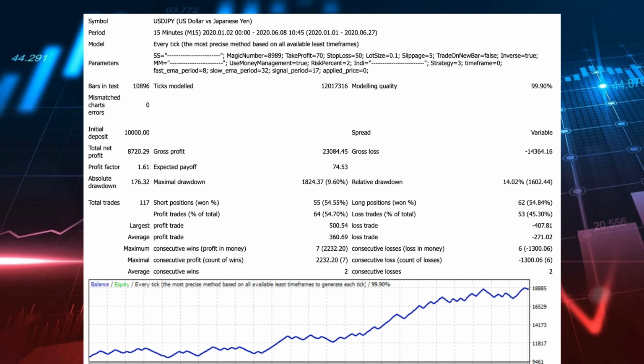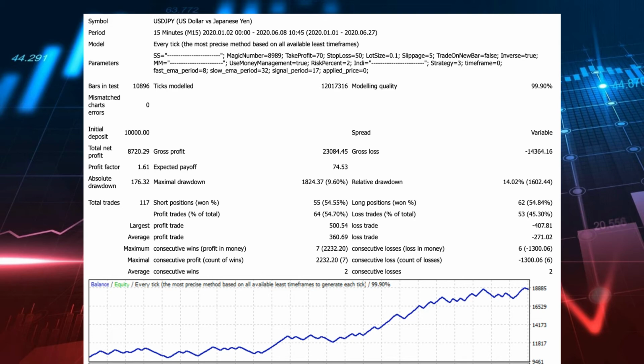USDJPY, so that's the dollar yen pair on the 15-minute chart. You can see that I'm testing from January 2020 to June 2020, so actually 6 months, not 7 months, which I mentioned before. And we are getting 99% modeling quality here, well 99.9% modeling quality. If you're running the standard MetaTrader 4, sometimes you get nothing, sometimes it's 90%. I think 90% is max you can get, but even then it's not that great. You think 90% is great, but it isn't.